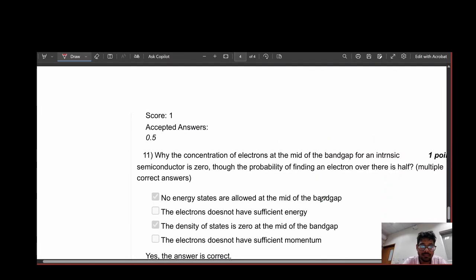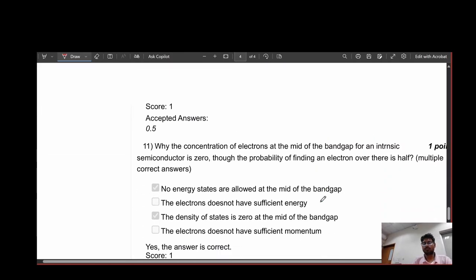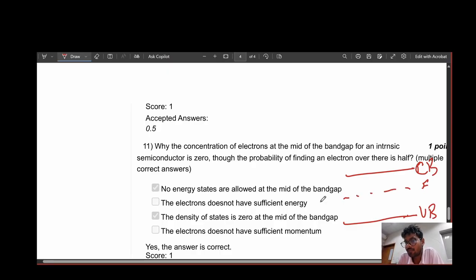So now, why is the concentration of electrons at the mid of the band gap for an intrinsic semiconductor 0, though the probability of finding an electron over there is half? Whatever we have seen in the previous one, what is it saying? This is the semiconductor. This is the conduction band. This is the valence band, and this is the Fermi level EF.